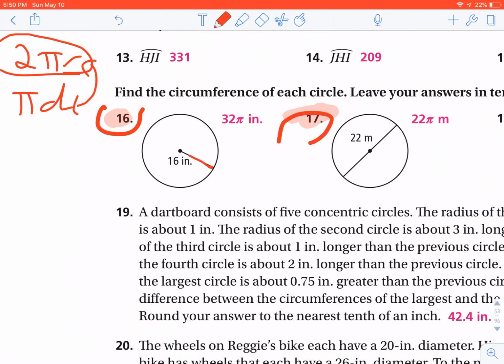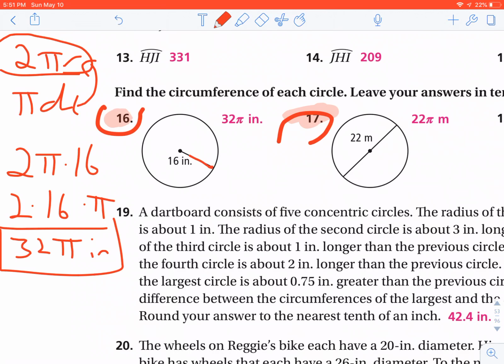So in this case, because I'm given the radius, it's 2 times pi times 16. But for multiplication, I can rearrange this however I choose. So I can do 2 times 16 times pi, which gives me 32 pi, and the unit is inches. Because they're asking me to leave it in terms of pi, I don't have to worry about it. I just attach pi there on the end.